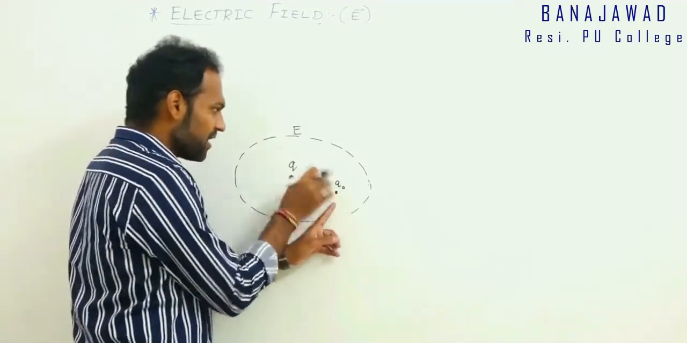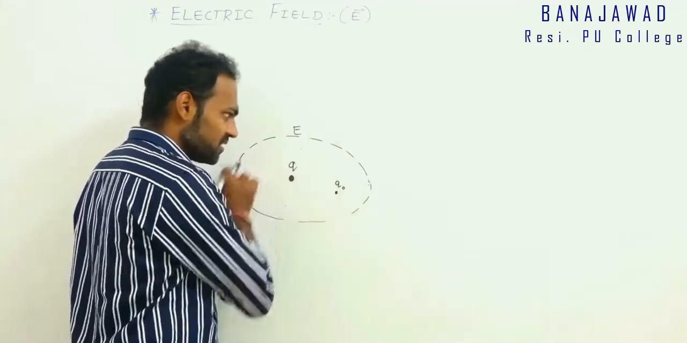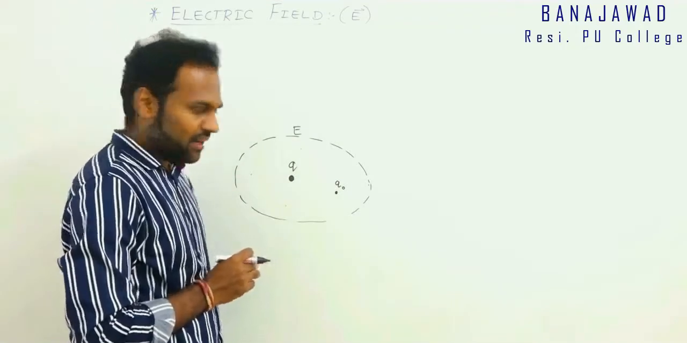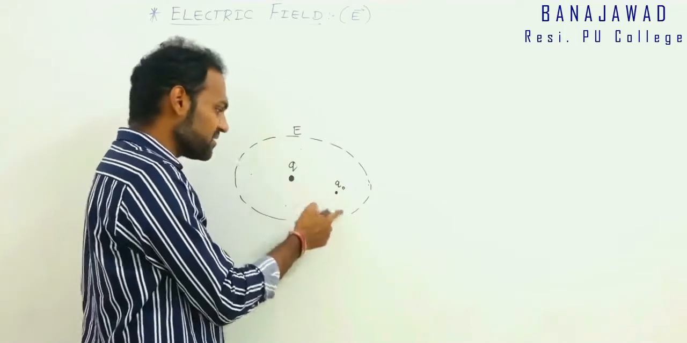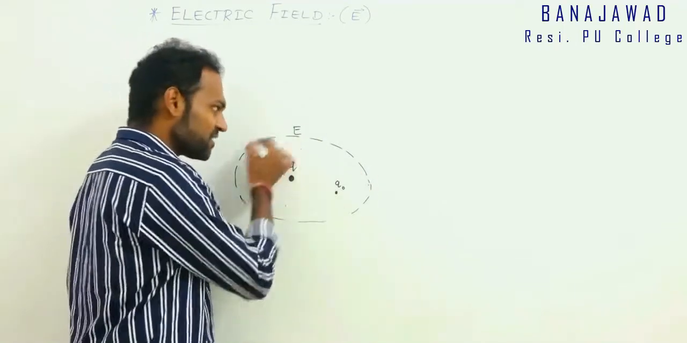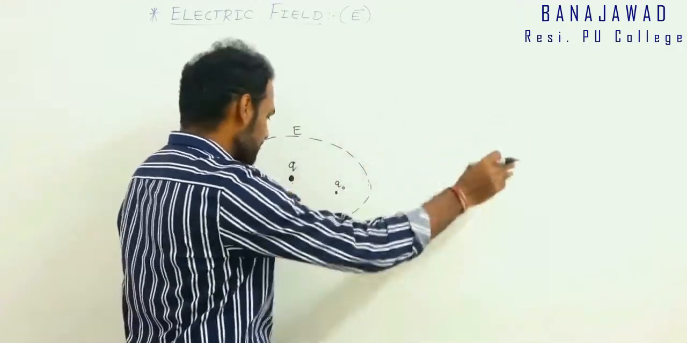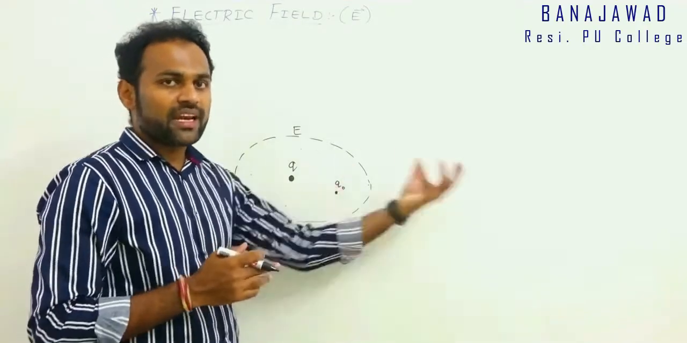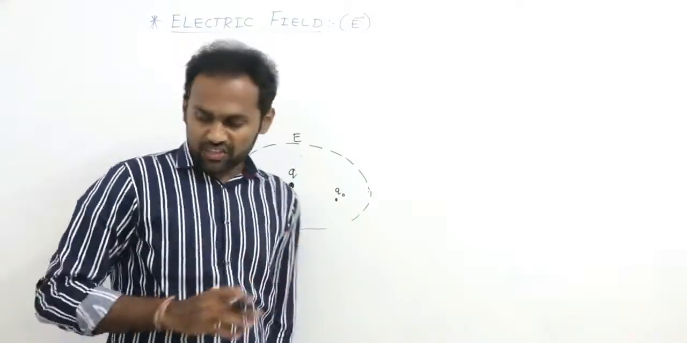Wherever you want, you can keep it. You keep it here, here, here. Wherever you keep this charge Q0 in this space, it will start experiencing a force due to the original charge. Then this space, in which that other charge experiences the influence of this charge, is said to be the electric field. If I keep this charge far away from the original charge, it will not experience any kind of force. Then it is not said to be in the electric field of that charge. See, this is all about the general discussion of electric field.